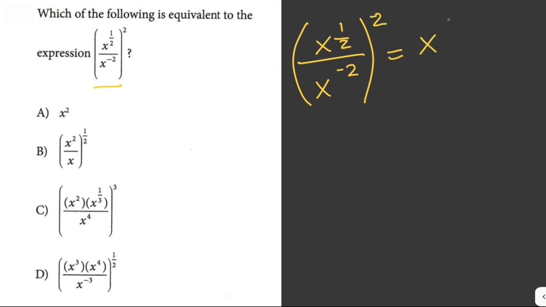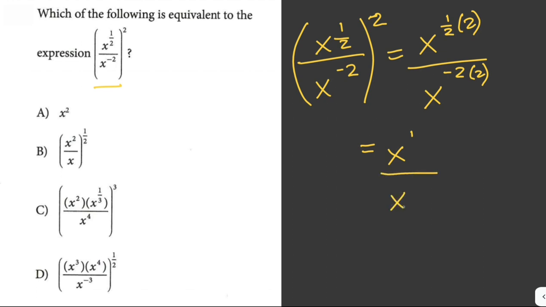So that is x to the 1/2 times 2 over x to the negative 2 times 2. So this is x. 1/2 times 2 is just 1, or simply x over x to the negative 4.